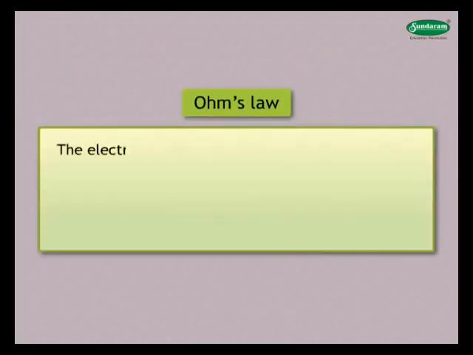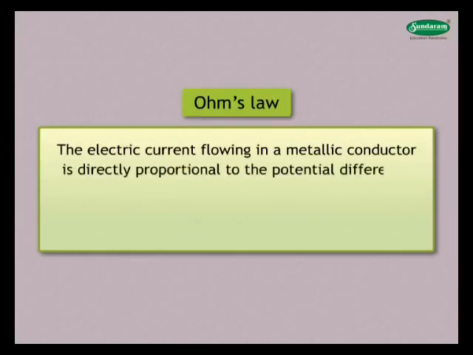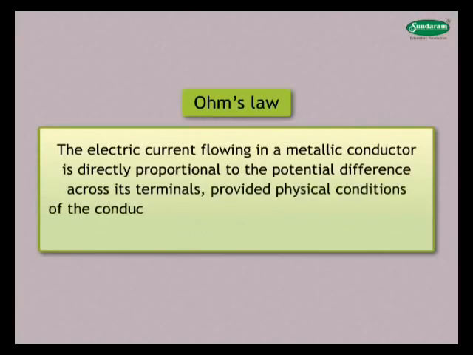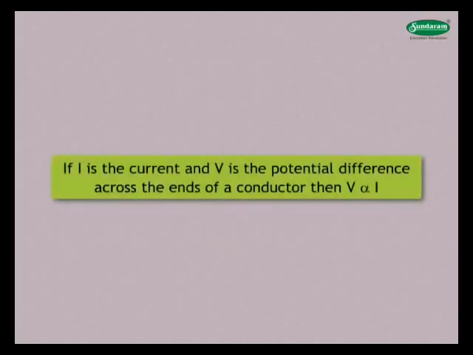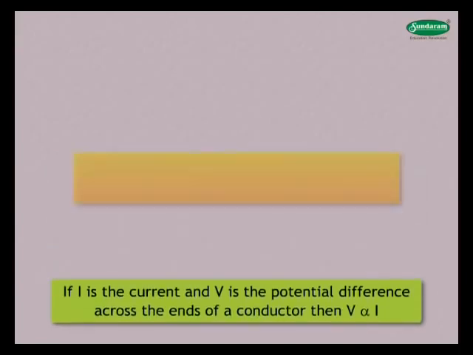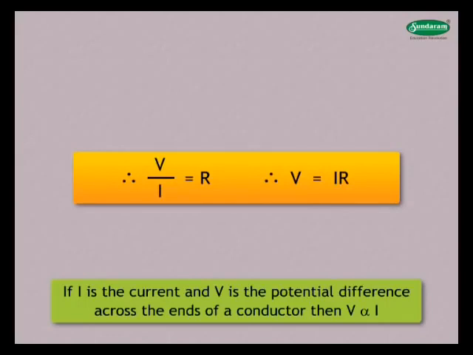Ohm's law. The electric current flowing in a metallic conductor is directly proportional to the potential difference across its terminals, provided physical conditions of the conductor such as length, area of cross-section, temperature and material remain constant. If I is the current and V is the potential difference across the ends of a conductor, then V is directly proportional to I. Therefore, V upon I is equal to R. Therefore, V is equal to IR.